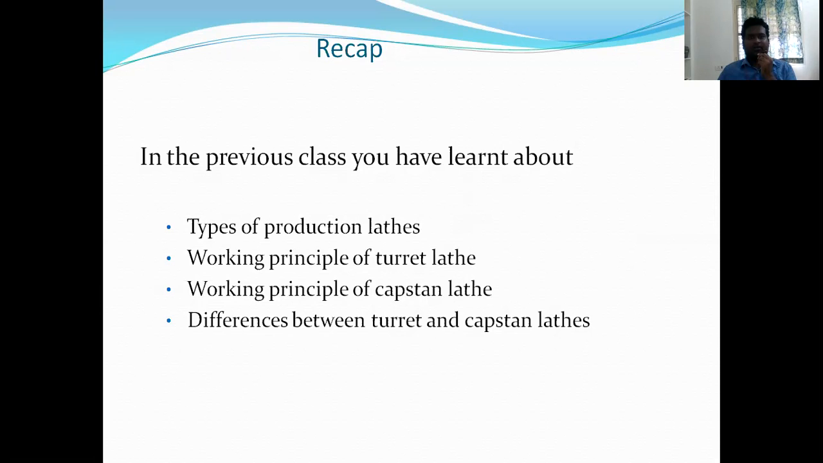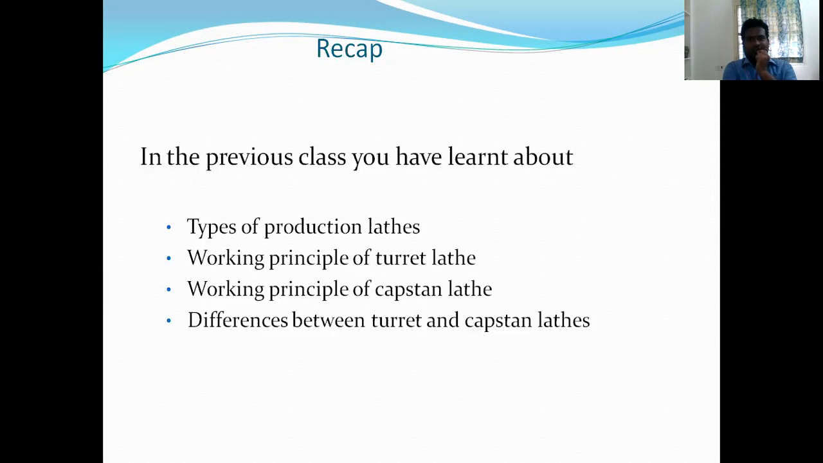And in that, we have discussed the types of production units. What are those? Capstan lathe, turret lathe, automatic lathe, semi-automatic lathe, NC lathe, and CNC lathe. So we have discussed that. And in yesterday's session, we have discussed the capstan and the turret lathe.